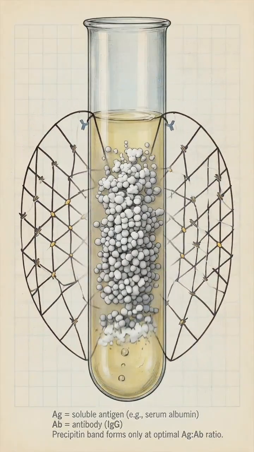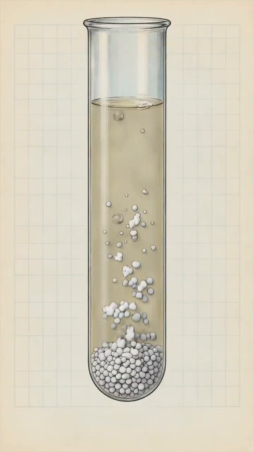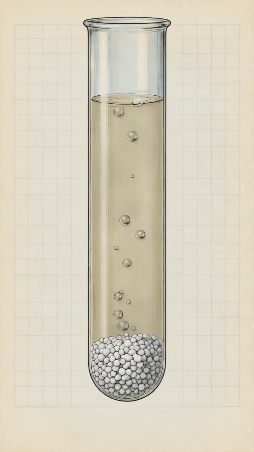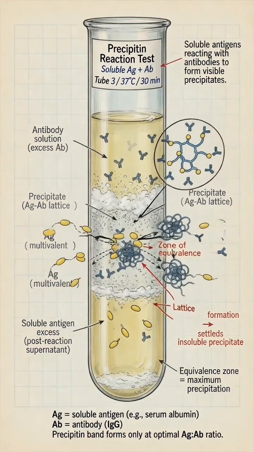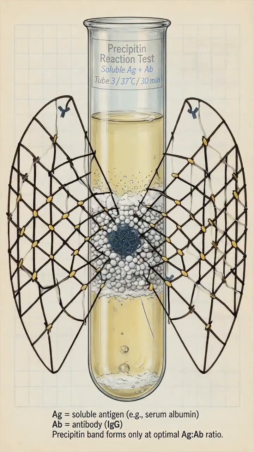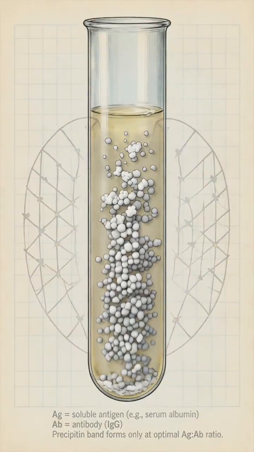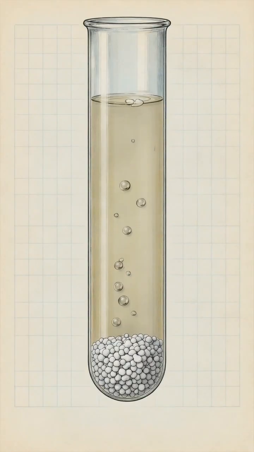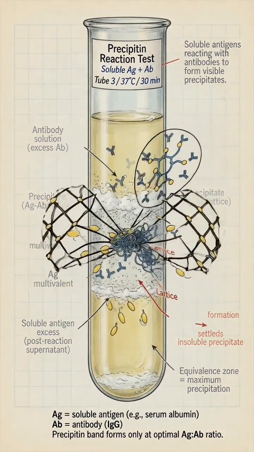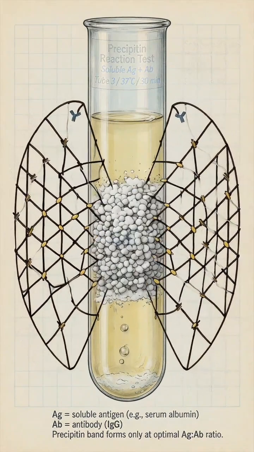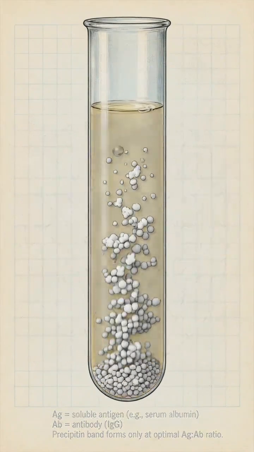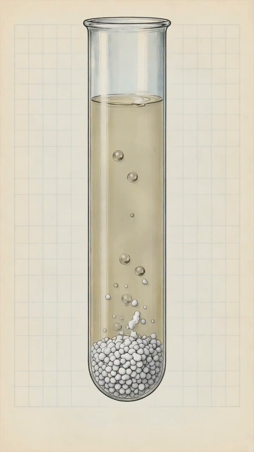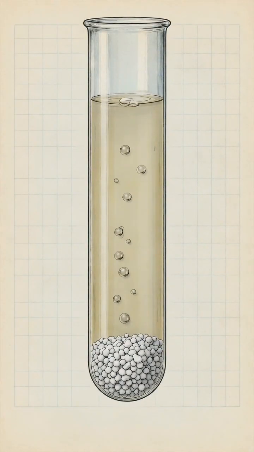Okay, now we are in precipitation reactions. In precipitation reactions, the soluble antigen combines with antibodies to form visible insoluble complexes called precipitates. So it is important to know that soluble antigen is involved, precipitate is formed, and it is used in laboratory diagnosis. As you can see here, this is a microtube.